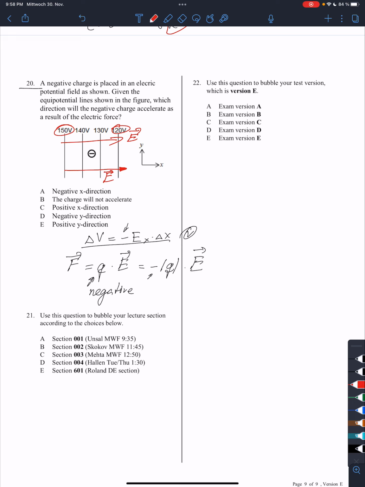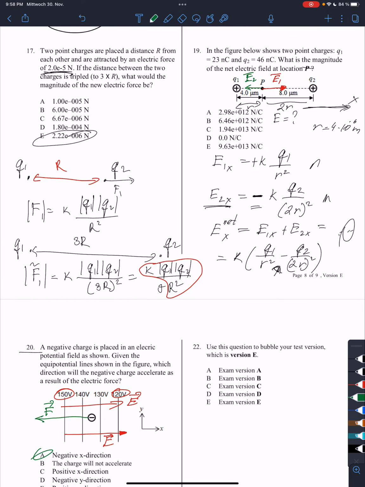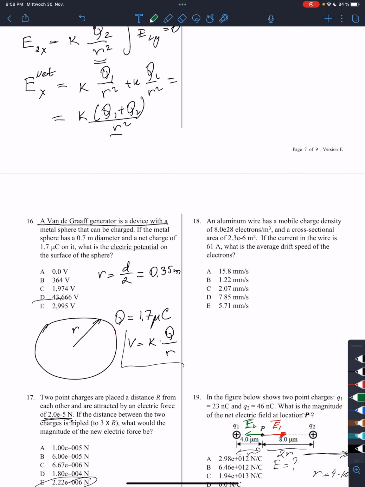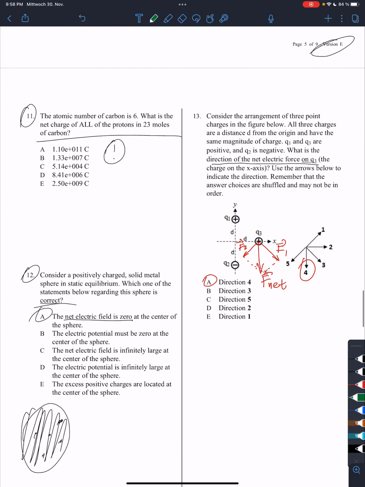So we see that the direction of the force is opposite to the direction of the electric field due to this minus sign. Let me show it over here. This will be the direction of the force vector. So it means it's the negative x direction. That's it for this exam, and next time we are going to refresh the midterm number 2.